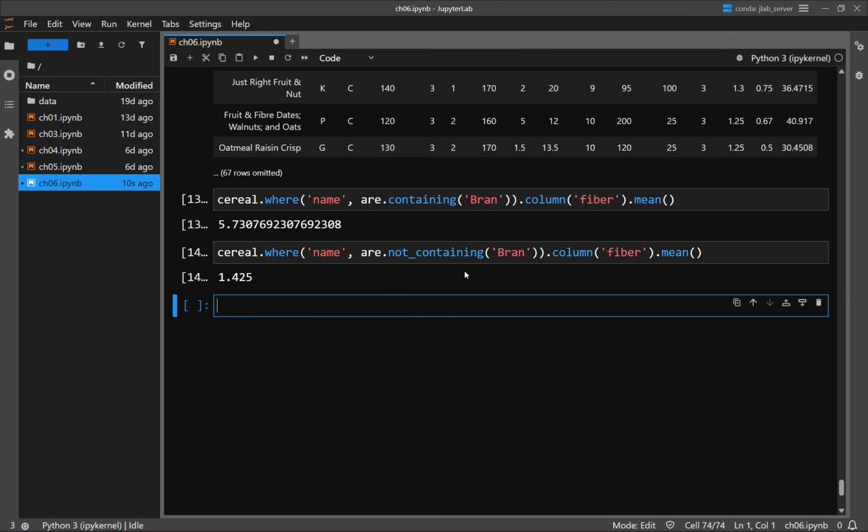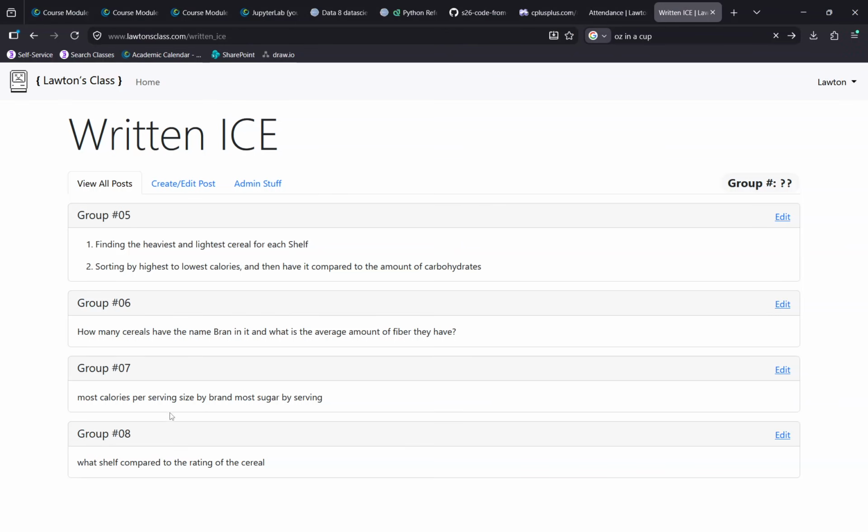Questions about how I solved it? Does that make enough sense? Is that how you would have done it? Or did I want to be over here? There's that one: most calories per serving size by brand. Most sugar per serving. Okay, yeah, I like that. Most calories per serving size.